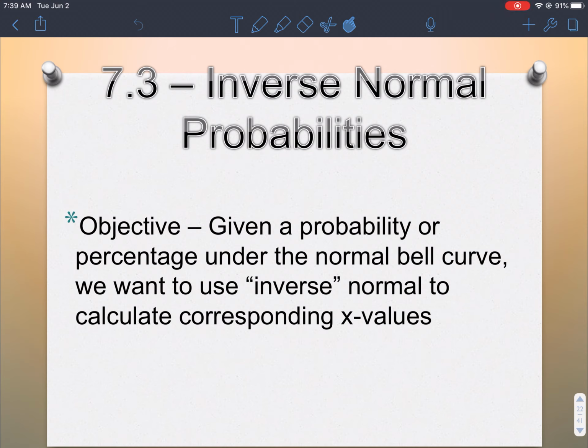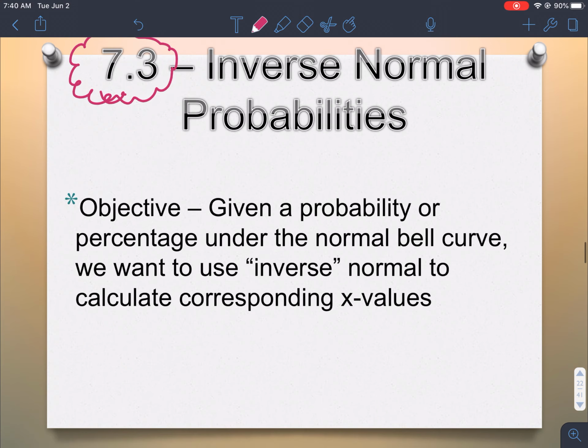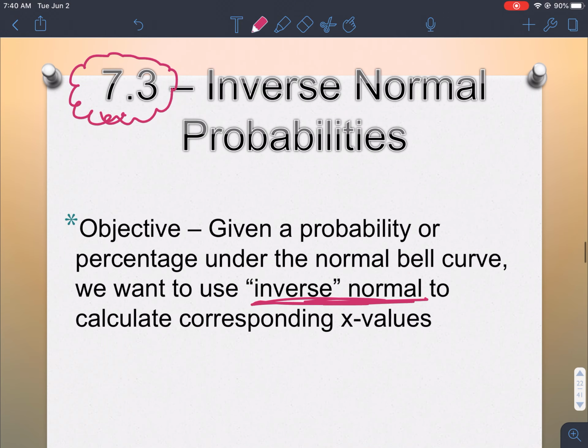This is 7.3, Algebra 3. We're talking about statistics. This is going to be our discussion of inverse normal probabilities. So given a probability or percentage, we want to be able to work backwards and use inverse normal to calculate corresponding x values.